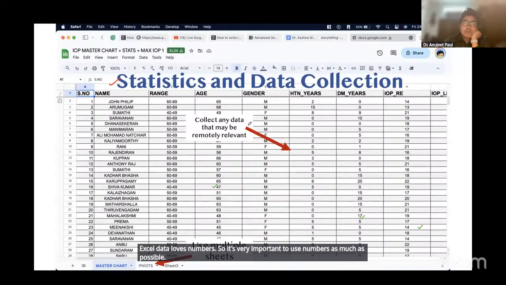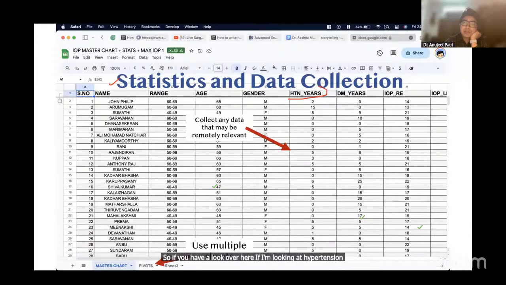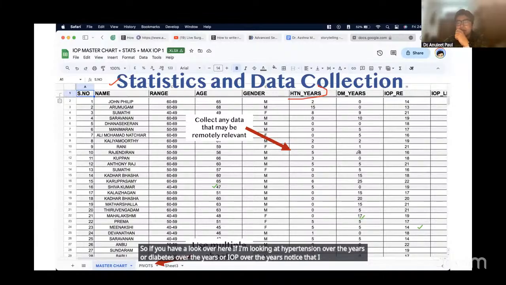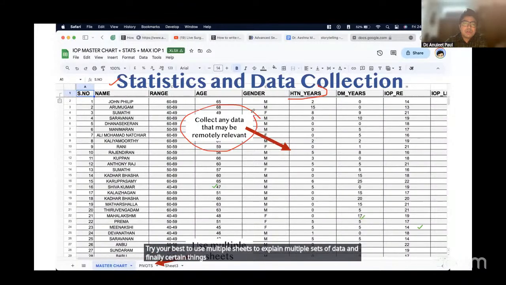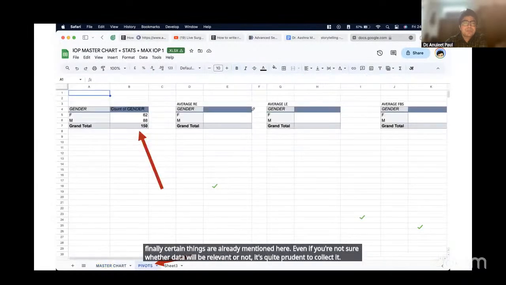So if you have a look over here, if I'm looking at hypertension over the years, or diabetes over the years, or IOP over the years, notice that I did not put any value like millimeters of mercury or the value of DM or hypertension, etc. Everything is in numbers. Try your best to use multiple sheets to explain multiple sets of data. And finally, certain things that are already mentioned here, even if you're not sure whether data will be relevant or not, it's quite prudent to collect it.